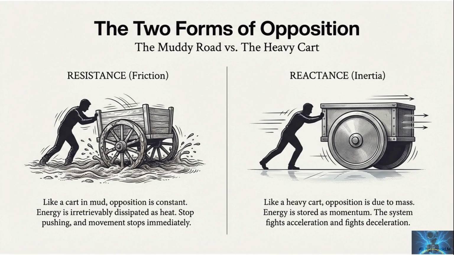Two forms of opposition. Think of resistance like pushing a cart through thick mud. It always fights motion and turns your effort into heat. Reactance is different. It's like pushing a heavy cart on dry ground. It fights changes in motion, not motion itself. Reactance is the inertia of electricity.